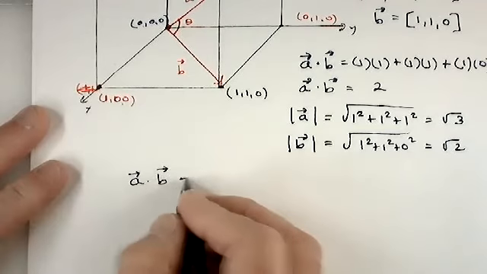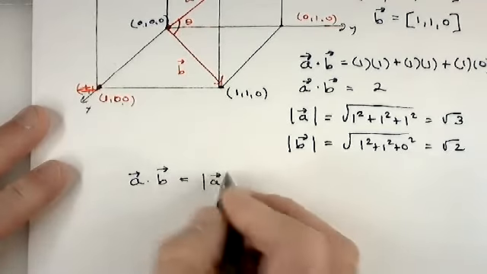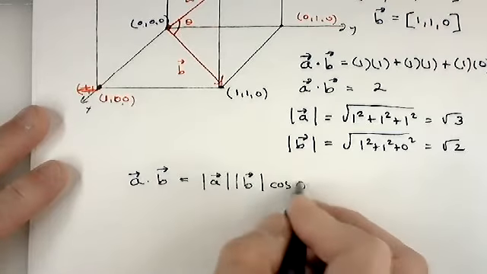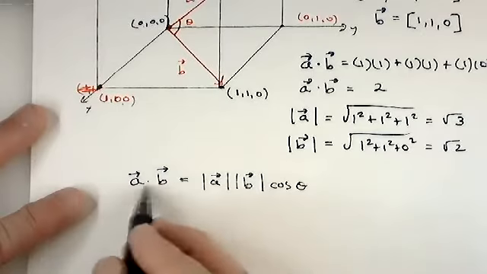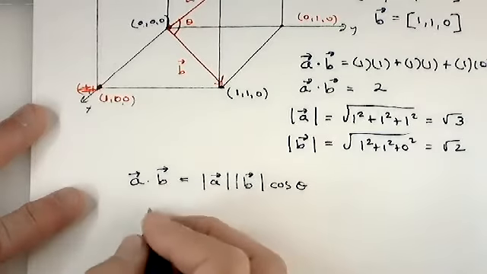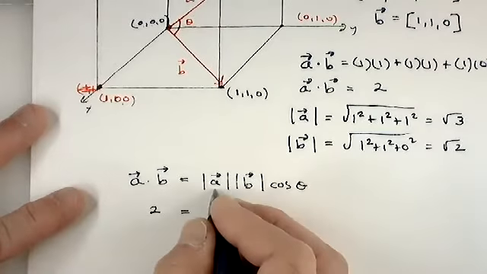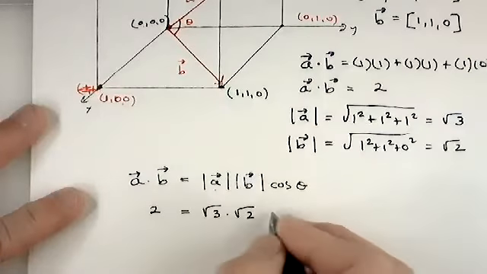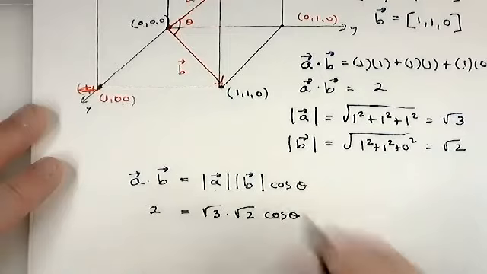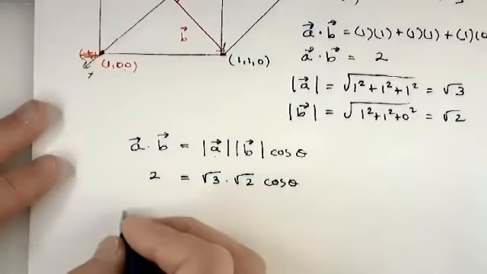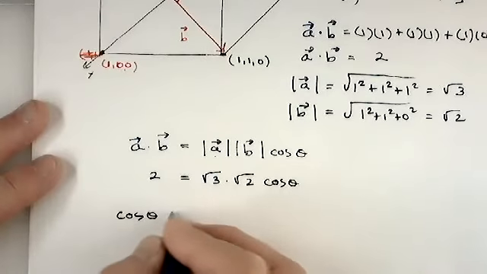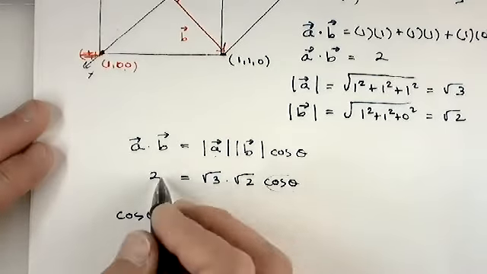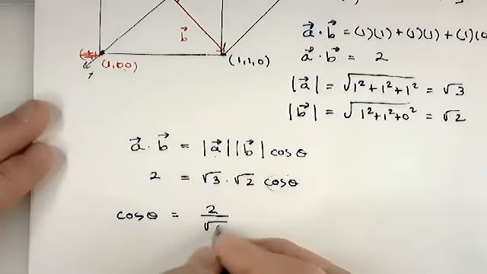So A dotted with B, we know, is the magnitude of A times the magnitude of B times the cosine of the angle between them. We have A dotted with B is 2. Magnitude of A is root 3. Root 2 is B, and then cosine of theta. So if I isolate cosine of theta, this is really root 6, and you would divide it. It's 2 over root 6.